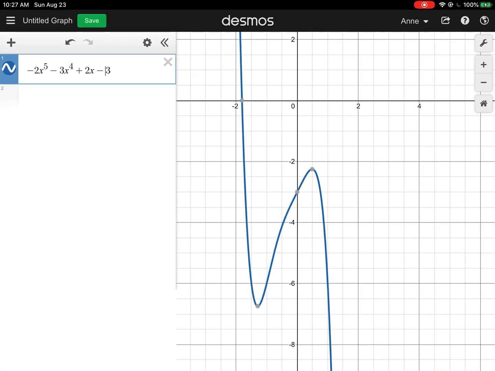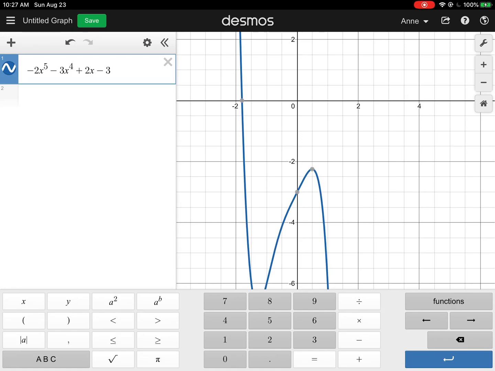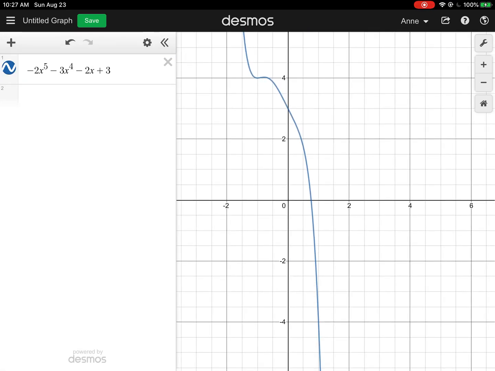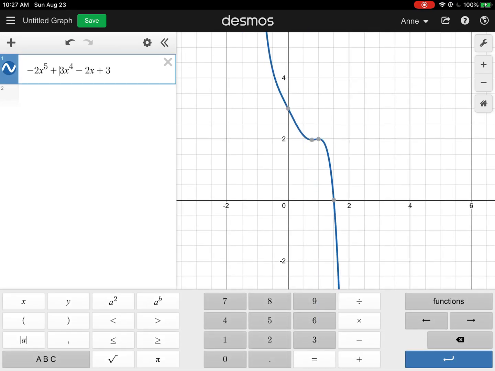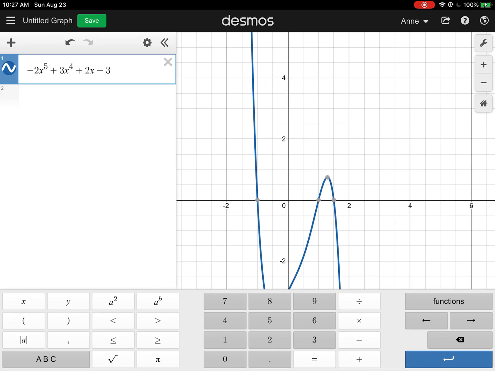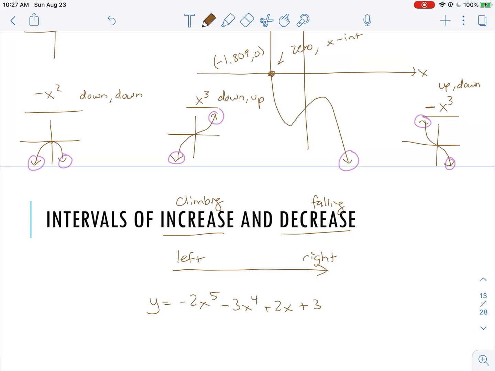3. So I'm going to go back to Desmos and change this to, oh, let's change that to a minus 3x. That's what I want to do. And then a plus 3. No, that's not what I want to do. Maybe plus 3x to the 4th, plus 2x, minus 3. There we go. So we're going to do negative, positive, positive, negative.